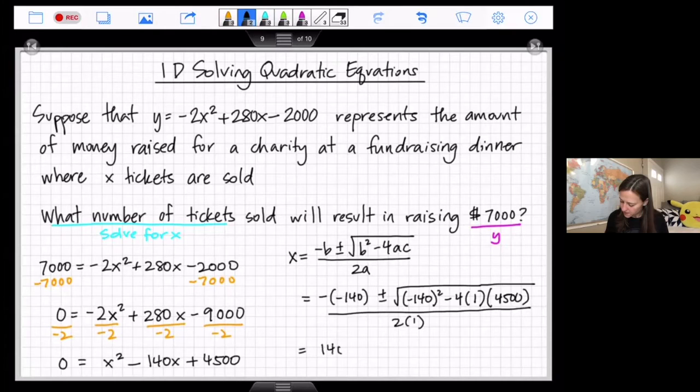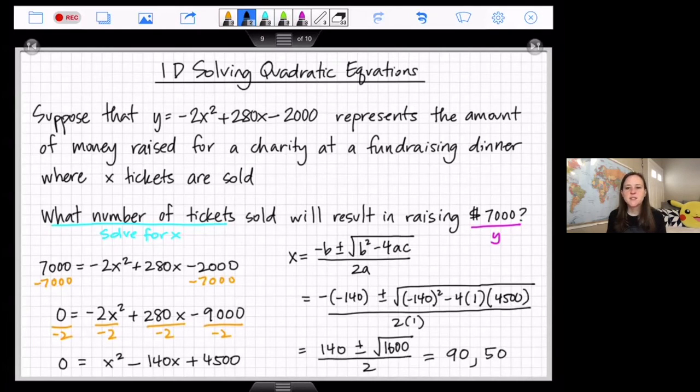So I've got 140 plus or minus. Let's see what's inside that square root. Grab my calculator here. So I've got negative 140 squared minus 4 times 1 times 4,500. So I've got 1,600 under the radical divided by 2. All right, so let's do these two answers. I'm going to do the one with the plus on top. So I'm going to do 140 plus the square root of 1600 divided by 2. And I get 90. And then when I do the subtraction, 140 minus the square root of 1600 divided by 2, and I get 50.